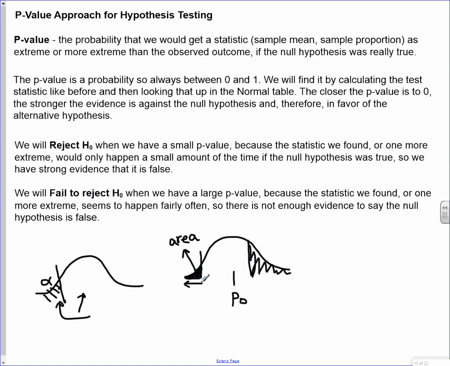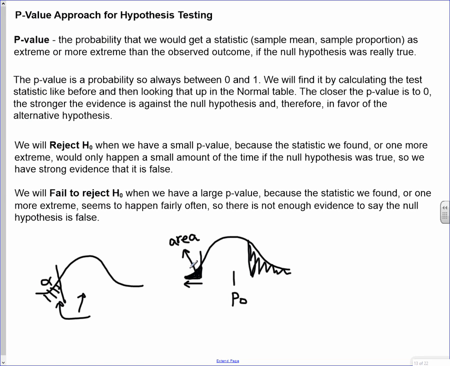But in this case, if we were this far away, this is a very small area, because we're pretty far away from the mean, and so there's not much data left out here in the tails. So it's very unlikely to get a result out here, which would give us probably enough evidence to reject the null hypothesis.